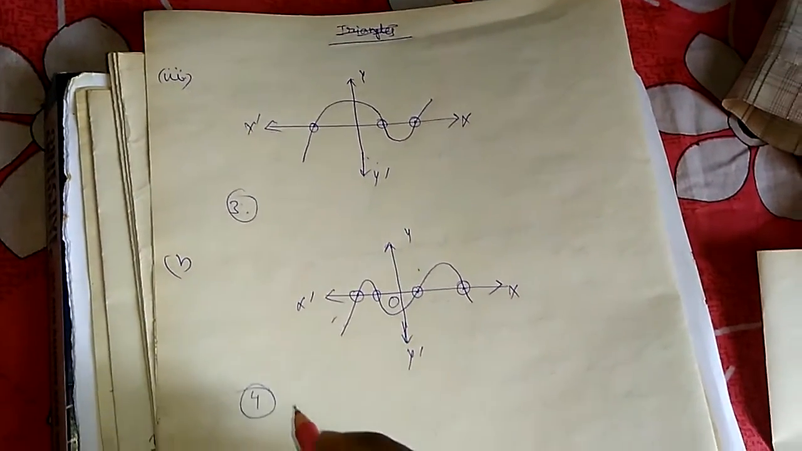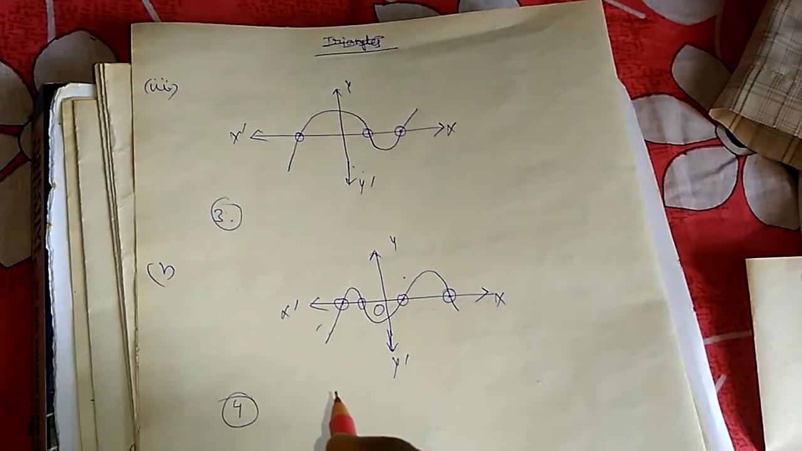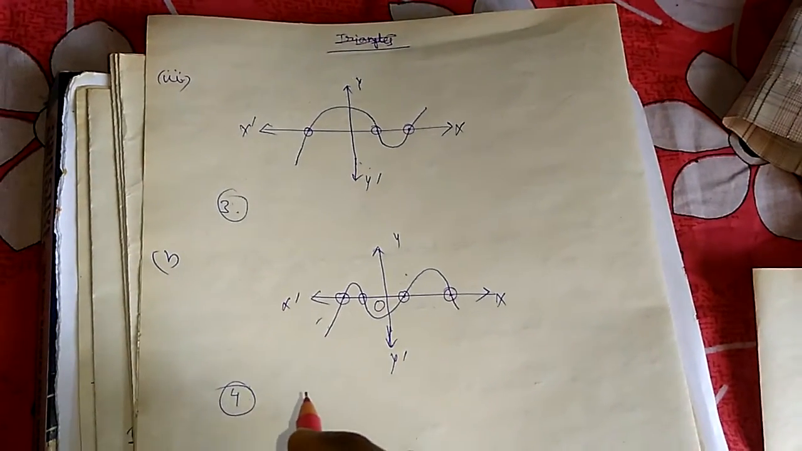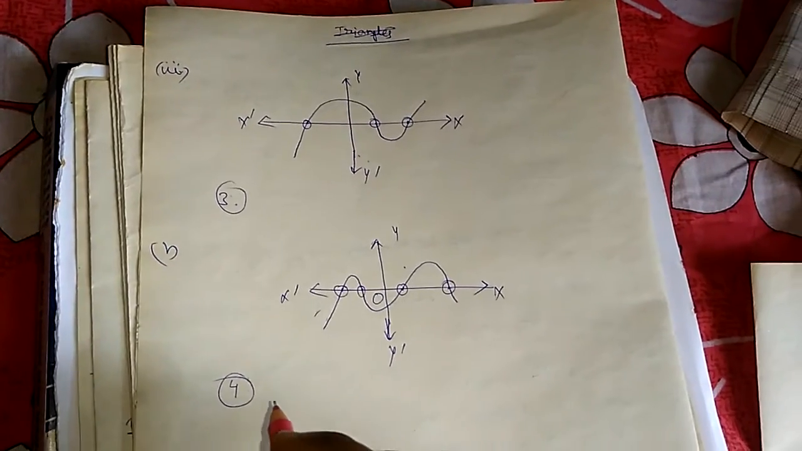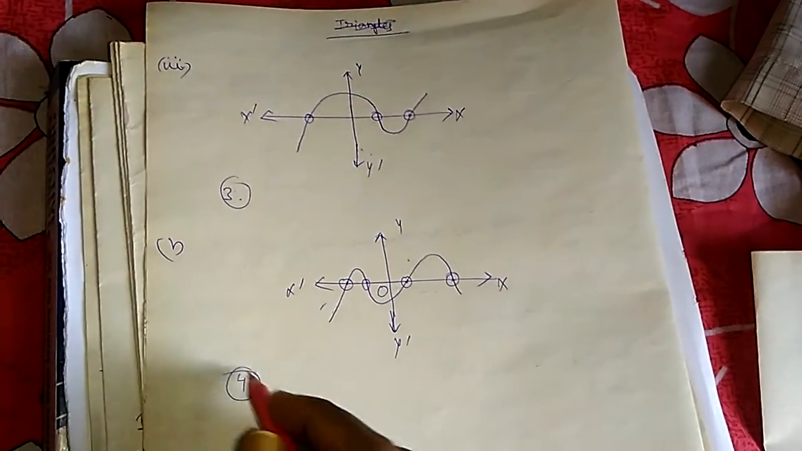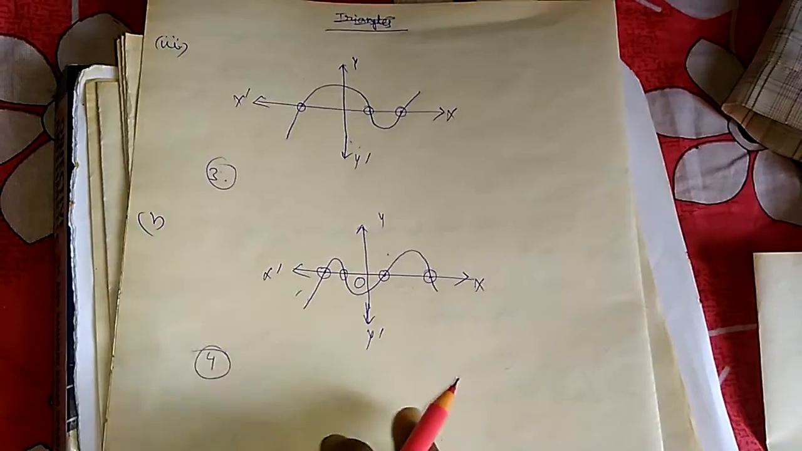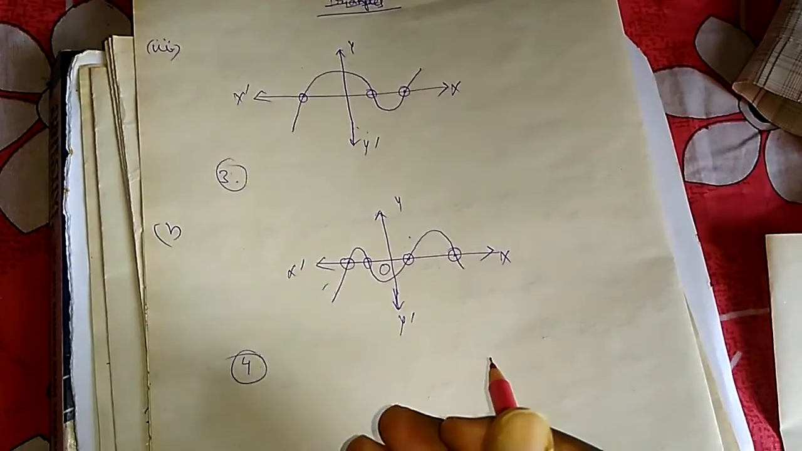So generally, do you remember that zeros of polynomials are nothing but the roots of the polynomial. Roots of the polynomials and zeros of polynomials are the same. So that's all. If you have any query about it, then you can ask me.